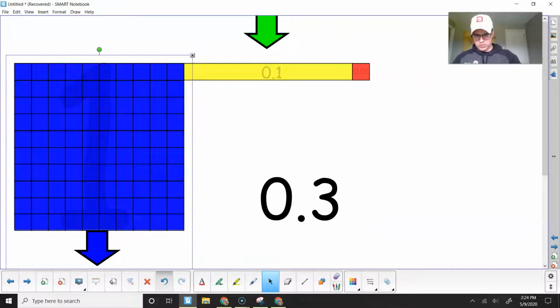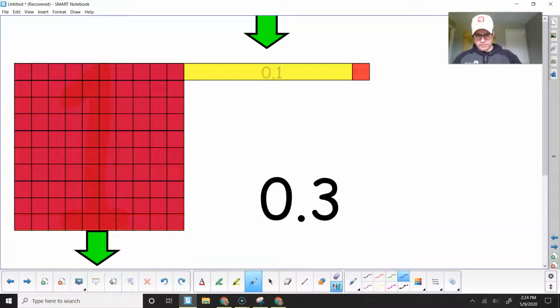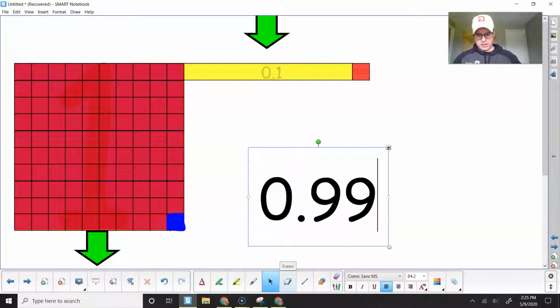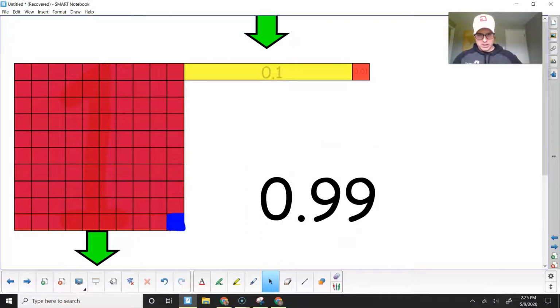So the number right before 100 hundredths, if I were to get rid of, oh, sorry, undo. If I were to get rid of this one right here, so I've got all but one filled in. Let's see if you can figure it out before I type it. What is my decimal if I have all but one? What's one less than 100? Correct. 99. So 0.99 is the biggest decimal you can get in the hundredths.